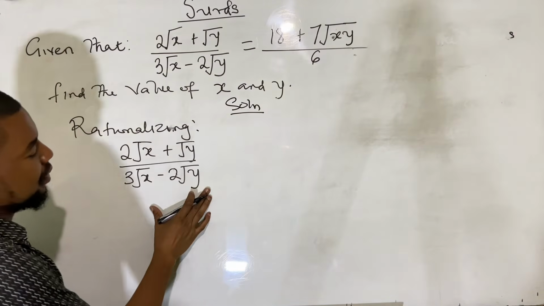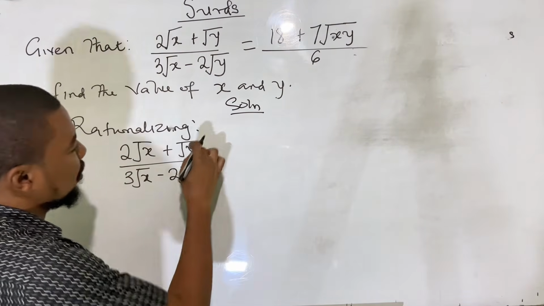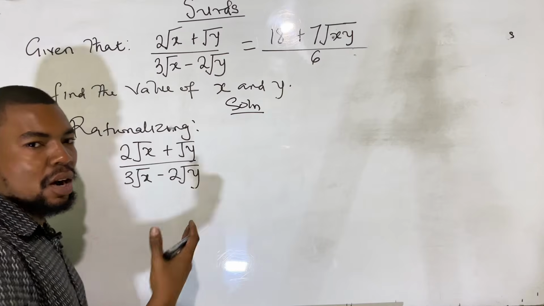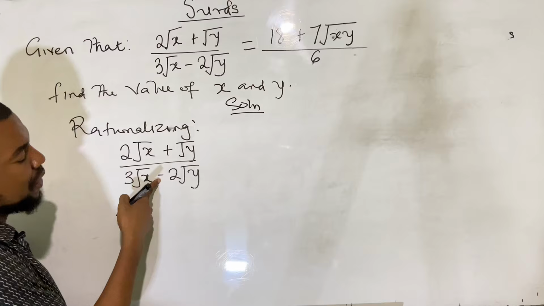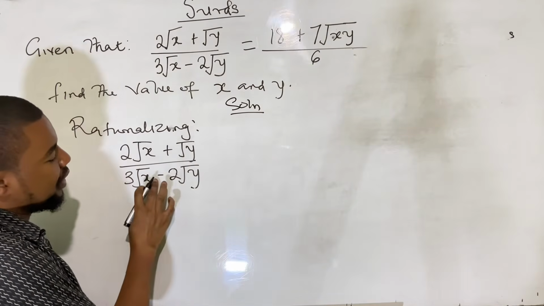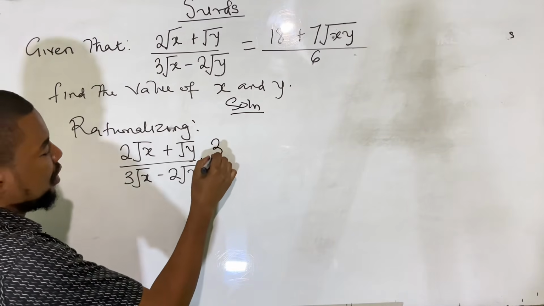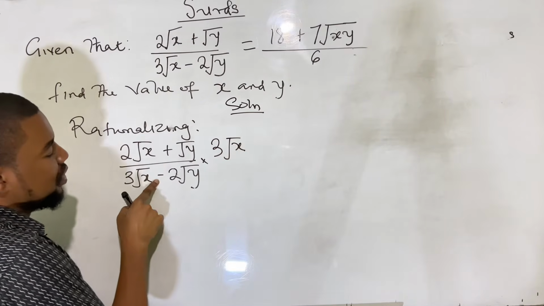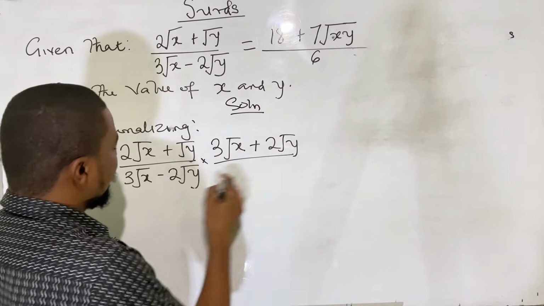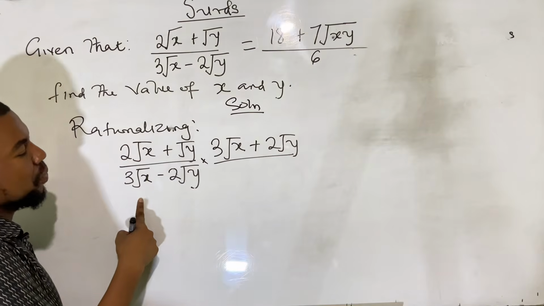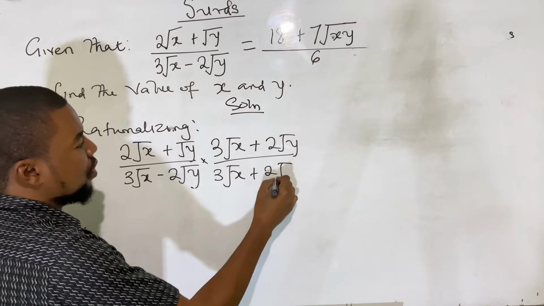So how do we rationalize this expression? Well, we're simply going to multiply the top and the bottom by the conjugate of the denominator. This is the denominator, and since we have a negative sign in between, we change it to a positive, and that becomes the conjugate. So we multiply by (3√x + 2√y) over (3√x + 2√y).